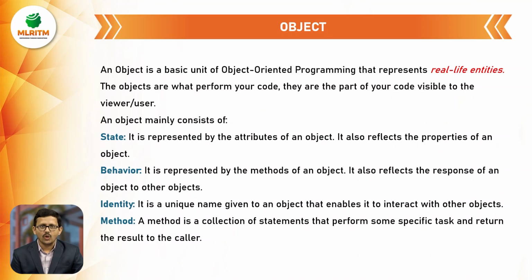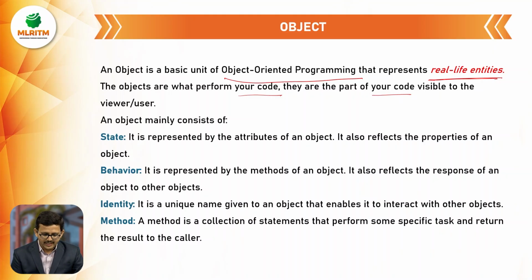The first one is an object. Anything can be an object. Any real-world entity is an object. An object is a basic unit of object-oriented programming that represents real-life entities, based on which we will be writing the program. In procedure-oriented programming, we used to write a procedure and embed all the actors in that, whereas in object-oriented programming, everything takes the object as the base and we write the program around it. So the objects are what you perform your code on. They are part of your code and visible to the viewer and user. So we'll be writing everything centered upon the object.